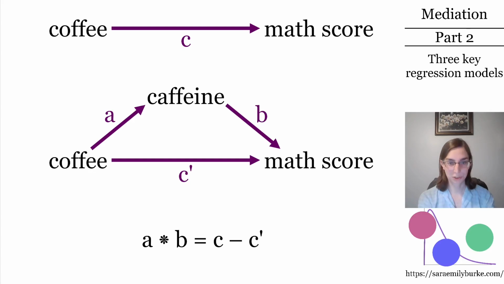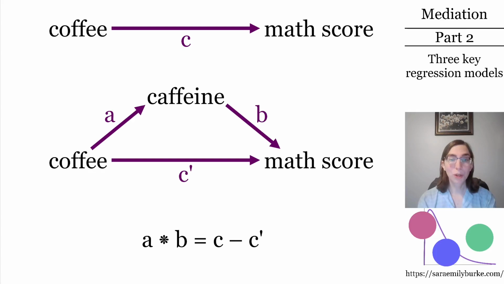In the middle of the screen is a triangular diagram representing the other two regression models together. Caffeine has only one arrow pointing toward it. So when caffeine is the response variable, the only predictor is coffee, and the arrow labeled a represents the slope with coffee predicting caffeine. Math score is not involved in that association in any way.